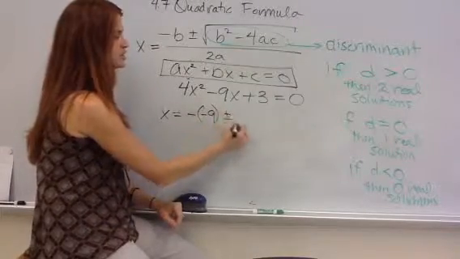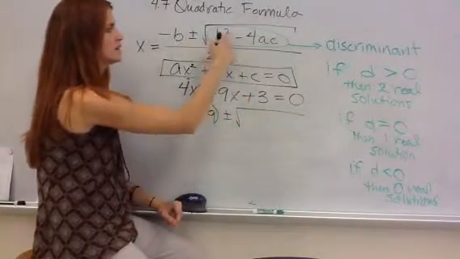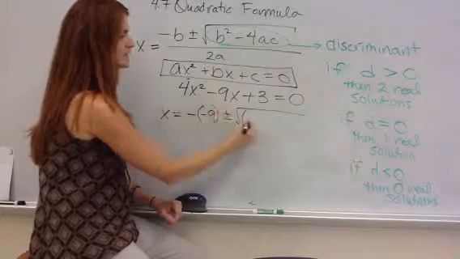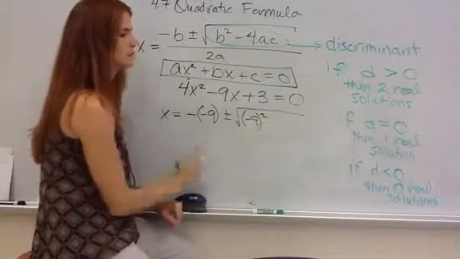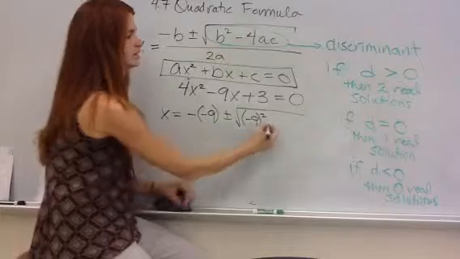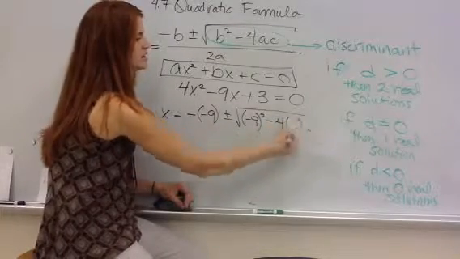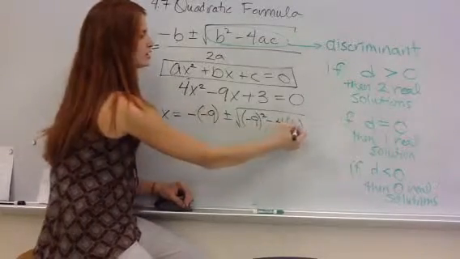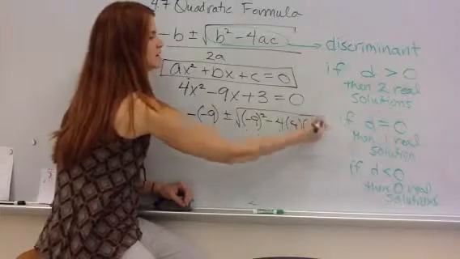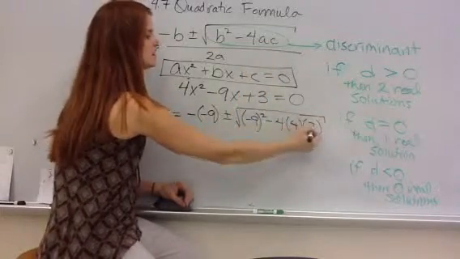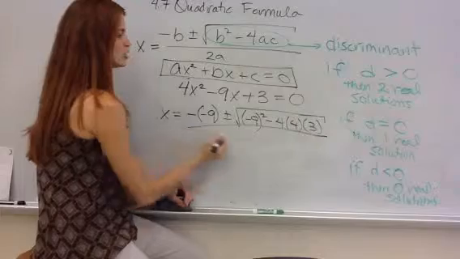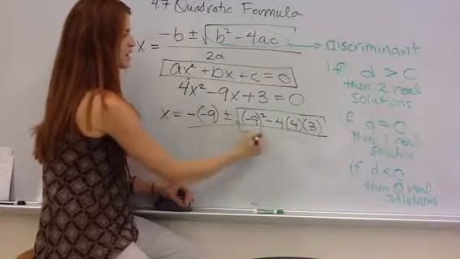Then we do plus or minus. Then my b squared, my b again is a -9, so I'm squaring a -9. Minus 4, a is going to be a 4. Then c is going to be 3. I'll put this all over 2 times my a here.